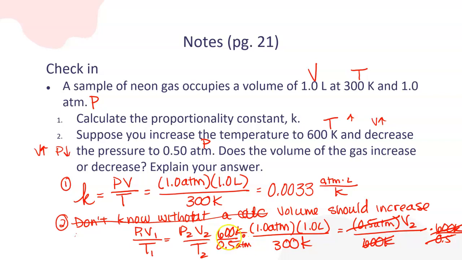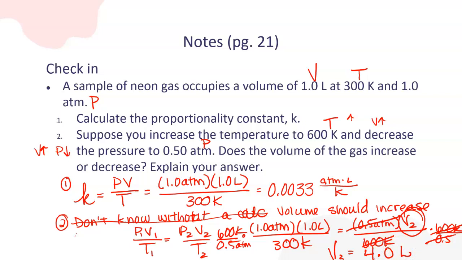And so now I'm going to do 600 Kelvin times 1 times 1. So the top is 600 Kelvin divided by 0.5 and then divided by 300 Kelvin. So I should get a new volume, so V2 of 4.0 liters.